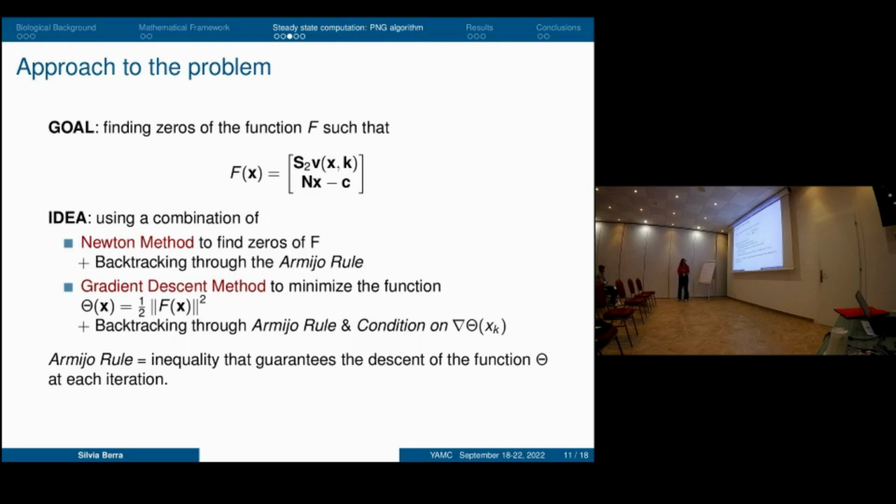In both situations, I do backtracking thanks to the Armijo rule, so I don't move along the whole direction, but sometimes I decide to move less.